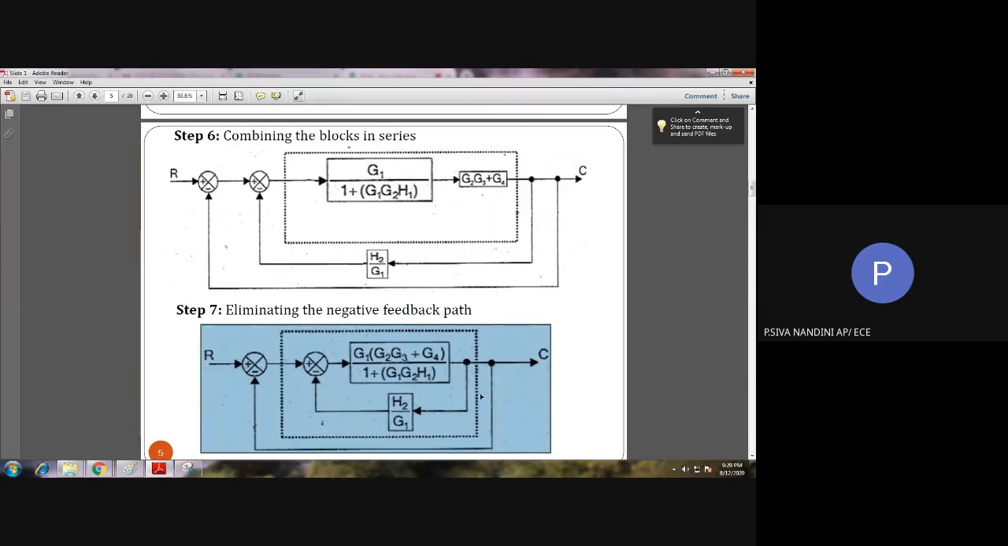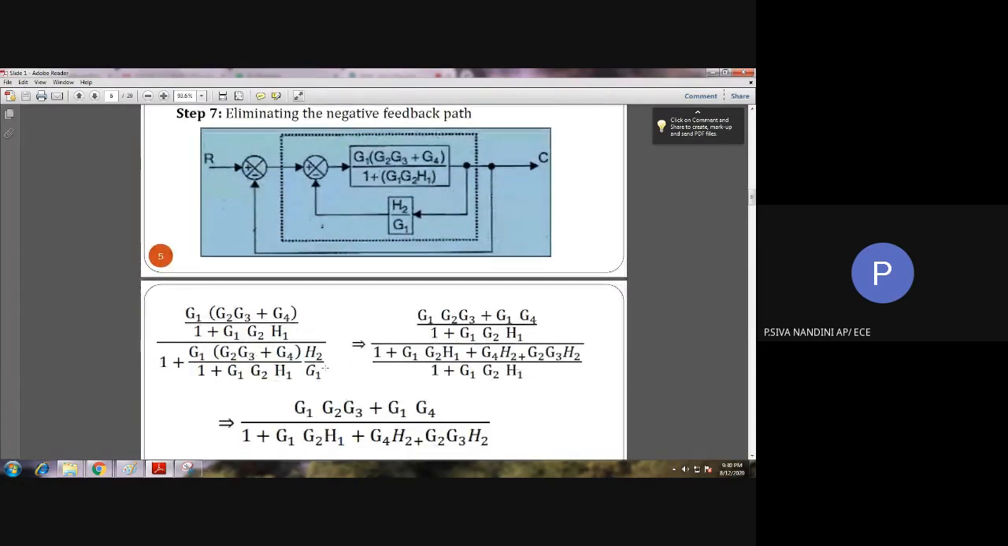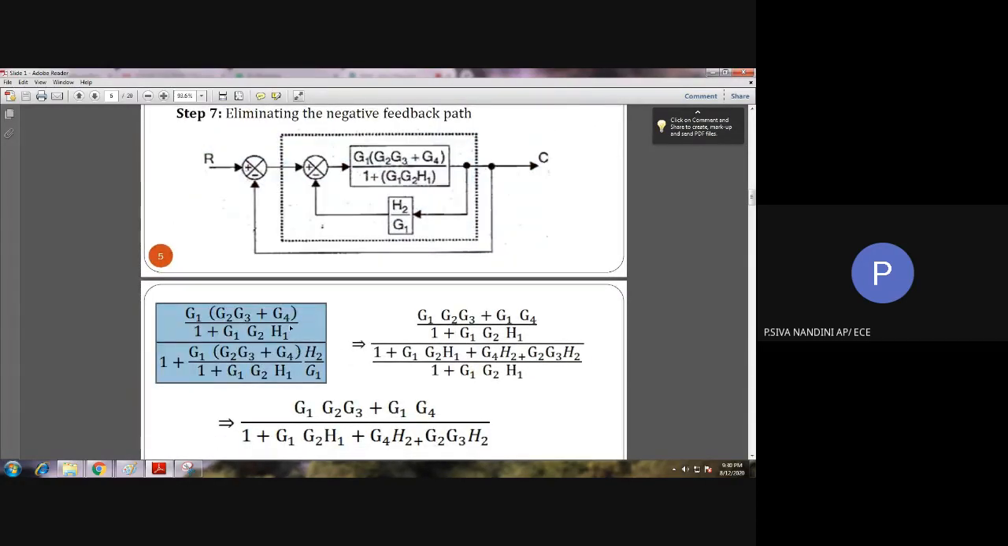Okay. And next, if you see in step number 7, here we are having a feedback loop. It is a negative feedback loop. In this negative feedback loop, instead of G, we are having this block, and instead of H, we are having H2 by G1. So, as per the formula, there is G by 1 plus GH. The values are substituted. Okay. So, after substituting the value, we can simplify this equation as given here.